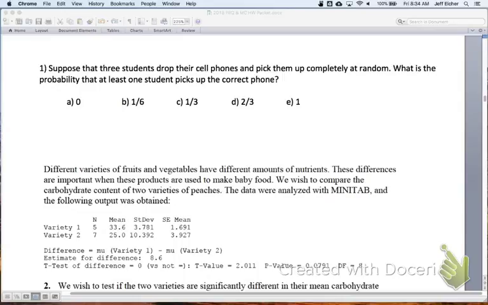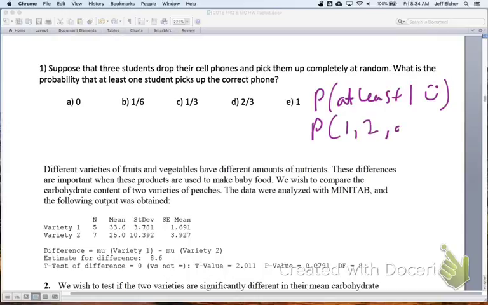And lastly, we have 3 multiple choice questions here for practice. First question is probability. Definitely want to talk about that. Suppose 3 students drop their phones and pick them up completely at random. What is the probability at least one student picks up the correct phone? So we want the probability that at least one is correct, smiley face, getting their phone. That's the same as the probability that 1, 2, or 3 get the correct phone.